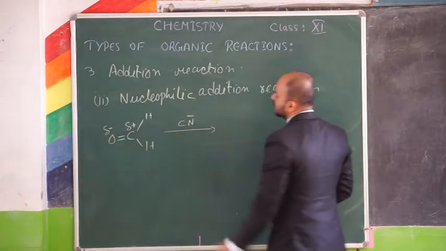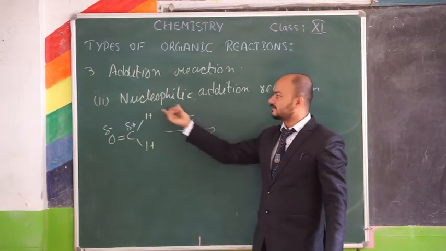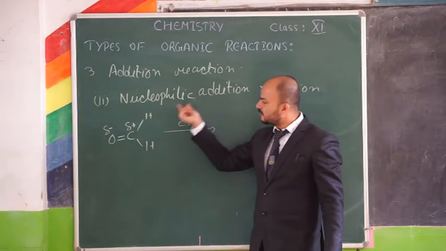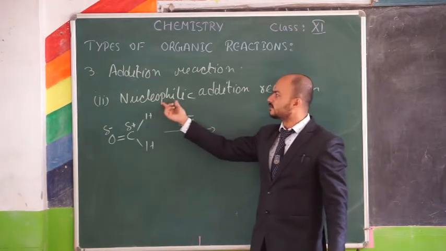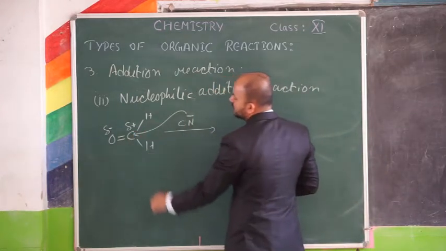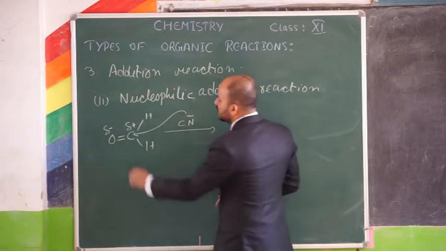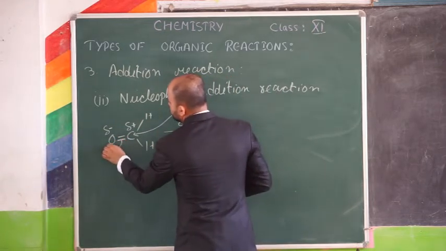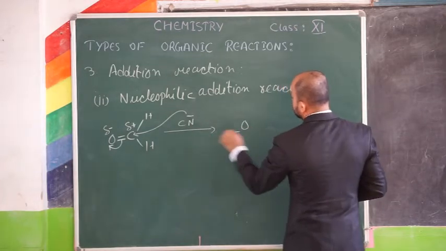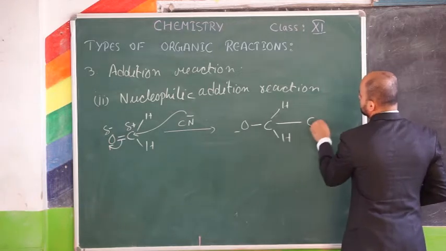This minus sign means it has a negative charge, therefore it is known as a nucleophile. CN minus is a nucleophile. Since the nucleophile is going to be added to this compound, it is known as nucleophilic addition reaction. This nucleophile will obviously approach this carbon center. Why? Because it has a delta positive charge. Once it approaches, the pi electrons will shift towards oxygen. As a result, there will be a negative sign over oxygen. A single bond C, H, and here you will have CN.